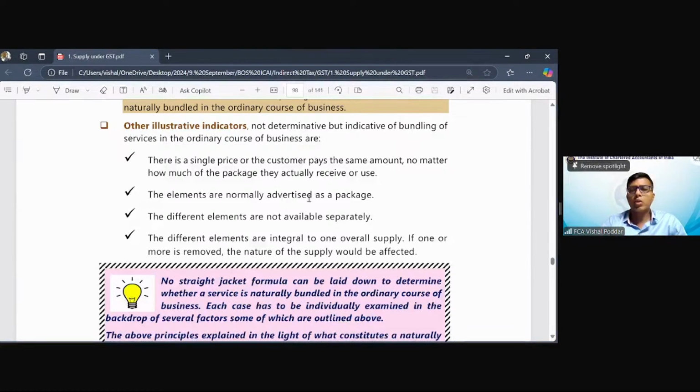The elements are normally advertised as a package. This is again a very interesting criteria. Whenever things are advertised, do they show all the parts together, or do they mention that my package will include all this? If they are advertised together, it will automatically match my first point also. It will create a perception in the customer that these things will be coming together. So it will be naturally bundled.